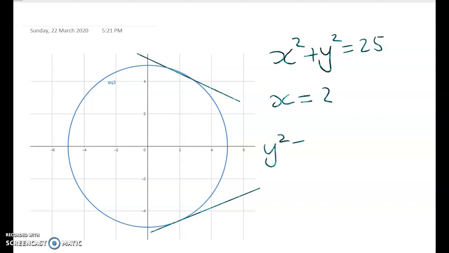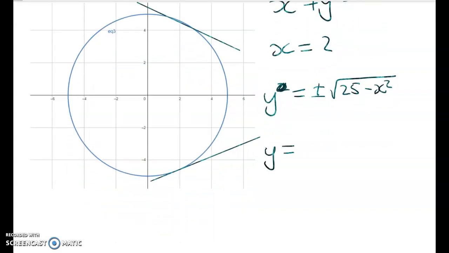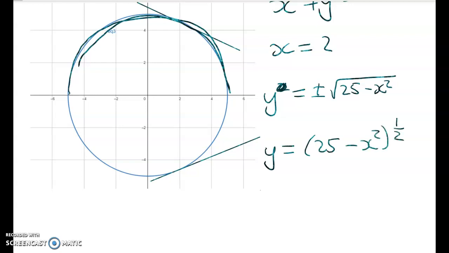Well, we can say y squared is equal to 25 minus x squared, so y is equal to plus or minus root 25 minus x squared. We have to look at each of those semicircles in turn. So let's do the first one as the positive, which is this one here. y is equal to 25 minus x squared to the power of a half.